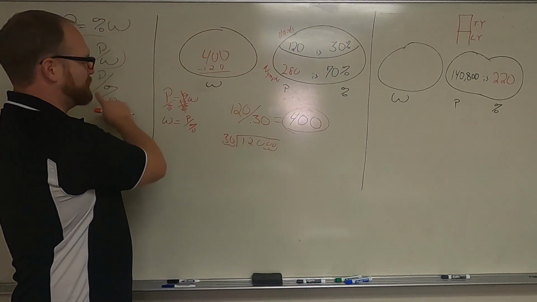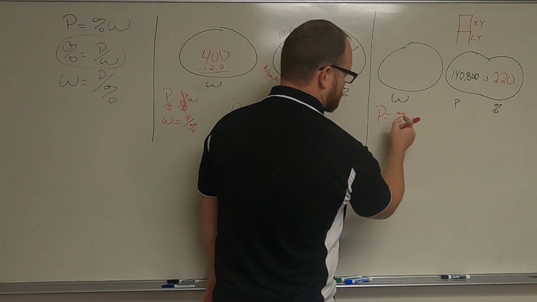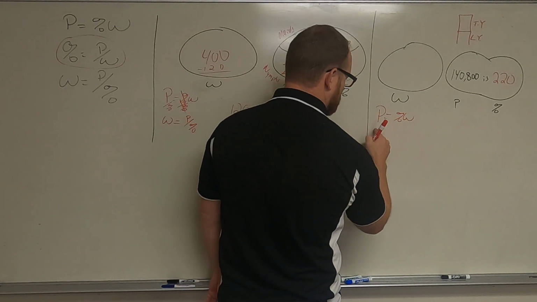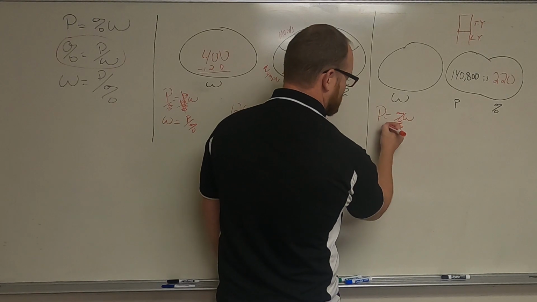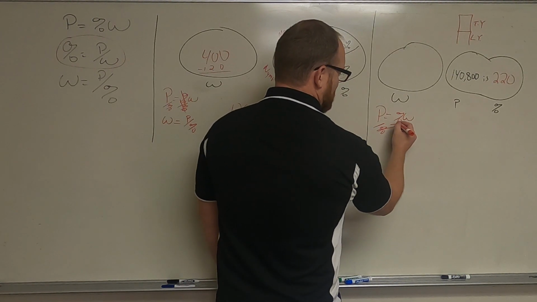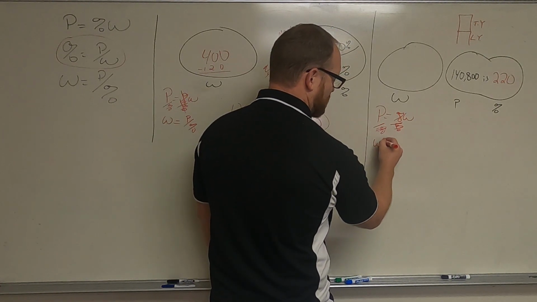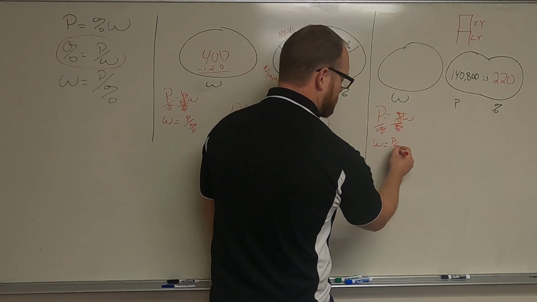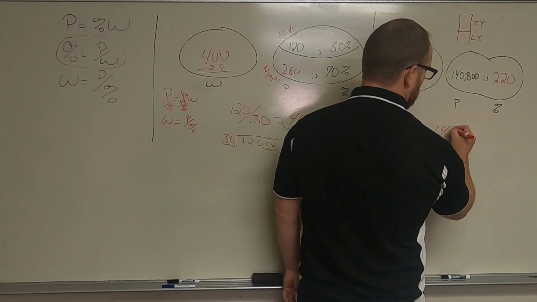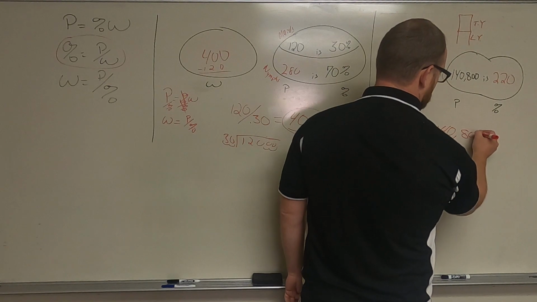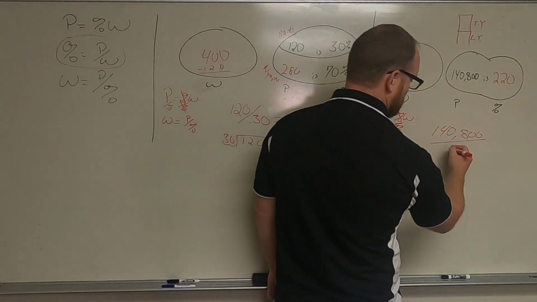Solving for W, we can remember to use our multi-tool. Percent equals part divided by the whole, or part equals percent times the whole. Let's go ahead and divide by percent on both sides to get our formula for whole, part divided by the percent. What is our part? Our part is 140,800. Now we're going to divide that by 220%.